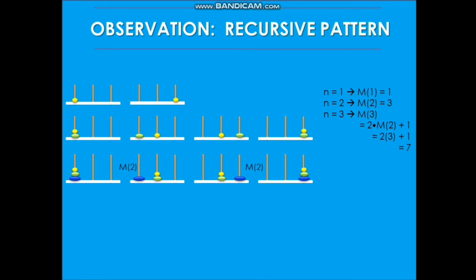So, for n is equal to 3, we have 2 times m of 2, which is 3, plus 1. And we got 7 moves. So, same number of moves lang yung nakuha natin sa step-by-step na ginawa natin kanina.